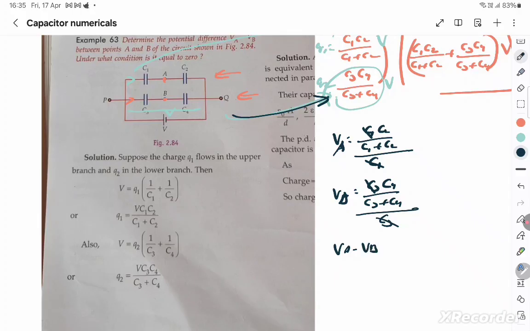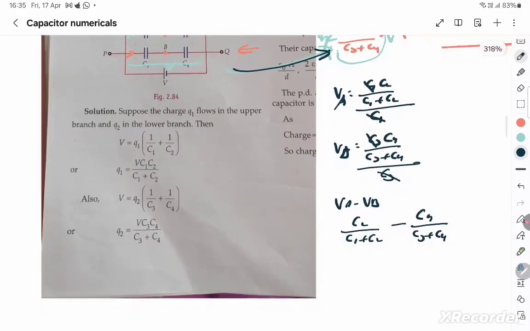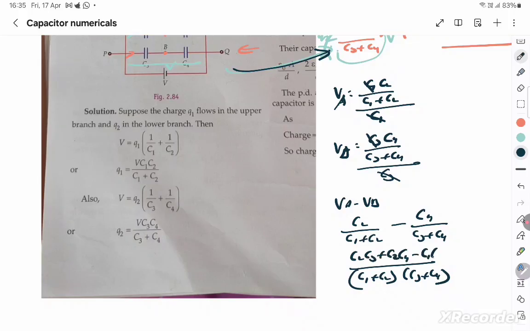So then you should get the answer to be V times C2 by C1 plus C2 minus C4 by C3 plus C4. Take the LCM and write the answer over C1 plus C2 into C3 plus C4. So it's C2 C3 plus C2 C4 minus C1 C4 minus C2 C4. That will be the potential difference between A and B, and in this C2 C4 is getting cancelled.